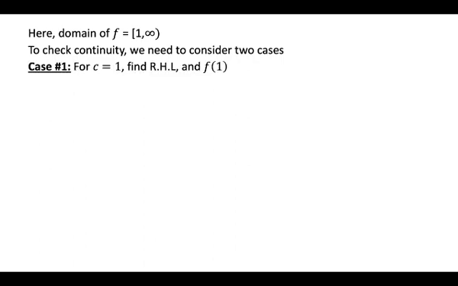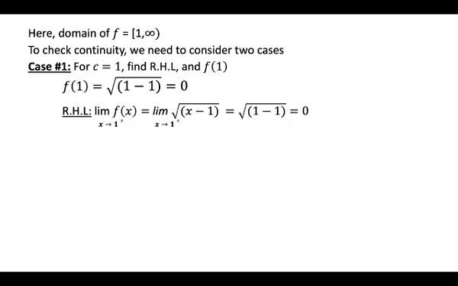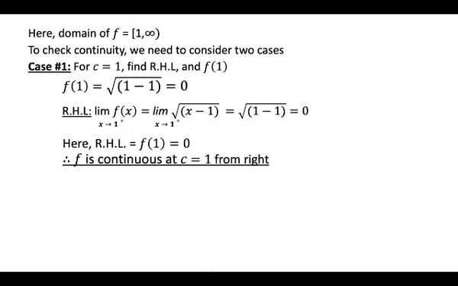Two cases arise. Case 1, at c equal to 1: f(1) equals root of (1 minus 1), which equals 0, and limit x tends to 1 positive of f(x) equals limit x tends to 1 positive of root (x minus 1), which equals 0, which equals f(1). It means f is continuous at x equal to 1 from the right.